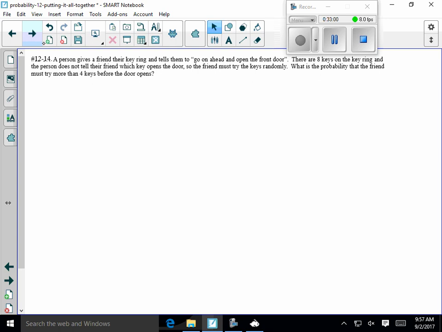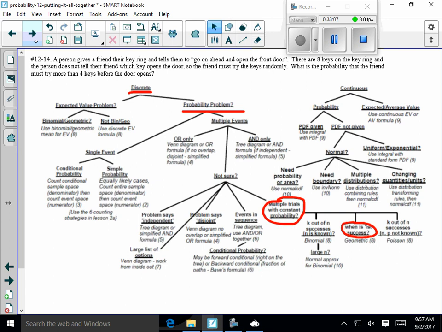Okay, so this one, if I look at the tree again, we have a discrete number of keys. It's a probability problem. We have multiple trials with a constant probability, because if you have 8 keys and they're all indistinguishable, then the probability that any one of those keys is going to work is 1/8. And in this case, we're looking for when is the first success. We're not going to try all 8 keys, so it's not out of 8 keys. We're just going to keep going till we find the first key that opens the door. And that means that we should use the geometric model.